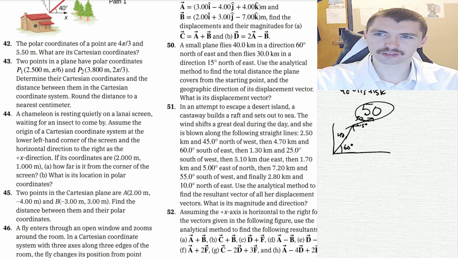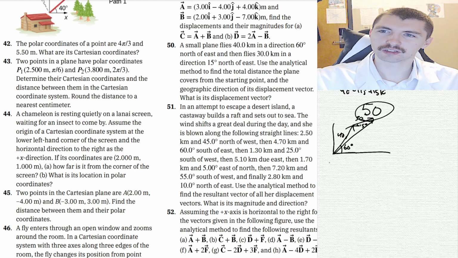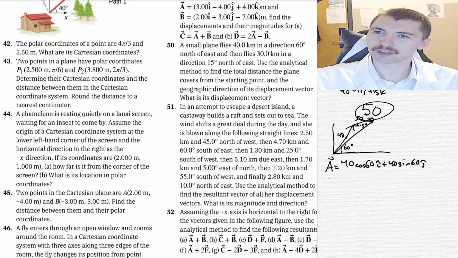So we want to find this vector. Okay, so easy enough. So this should be, let's say the first one's A. That's 40 cosine 60 I plus 40 sine 60 J. So that'll be the components of A. And then B.